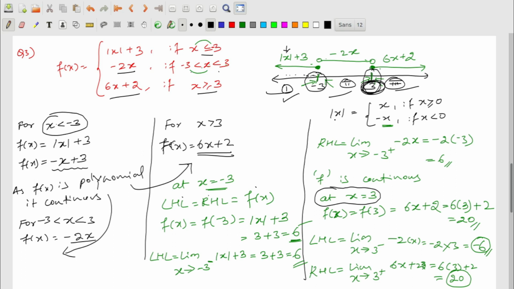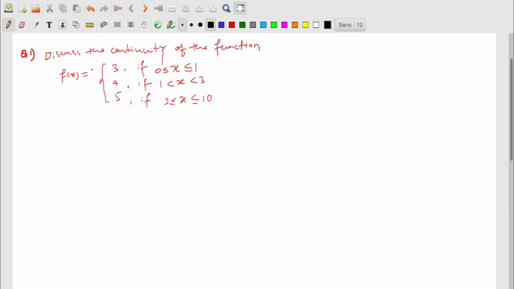Okay. Fine. Discuss the continuity of the function. f of x is 3, 4, and 5. The function f is having 3 different values for the 3 different inputs. So for x greater than or equal to 0 and less than or equal to 1, the value is 3. For x greater than 1 and less than 3, 4. And for x greater than or equal to 3 and less than or equal to 10, 5.